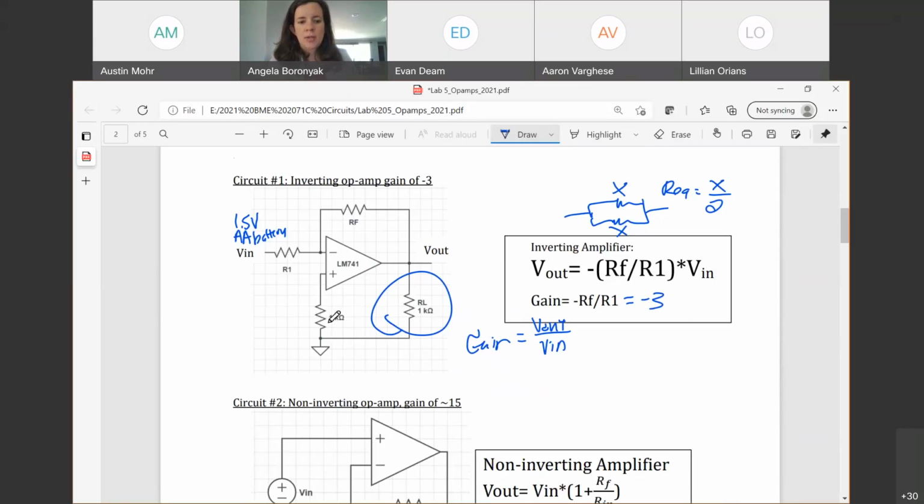This resistor shouldn't matter since it's a safety resistor, and this resistor won't matter because op-amps make a set voltage out no matter what load you attach to them. We are going to play around to see that with different values.